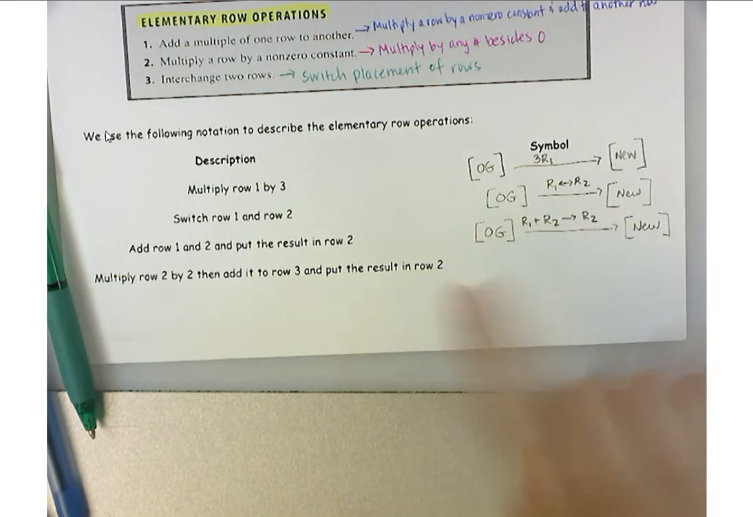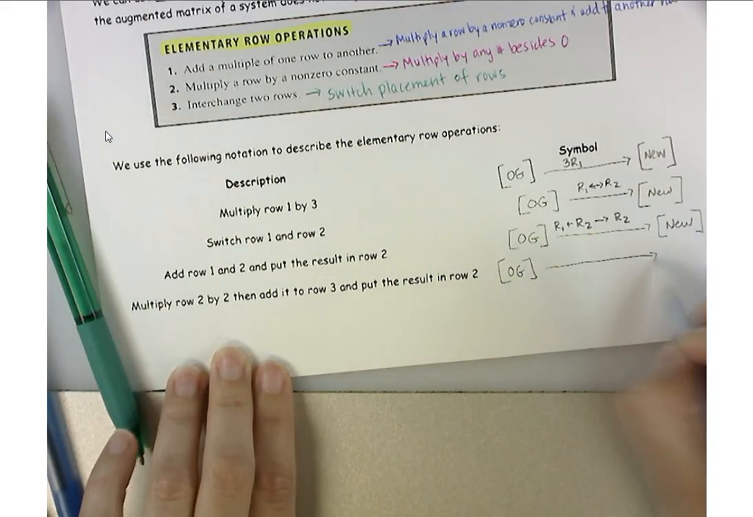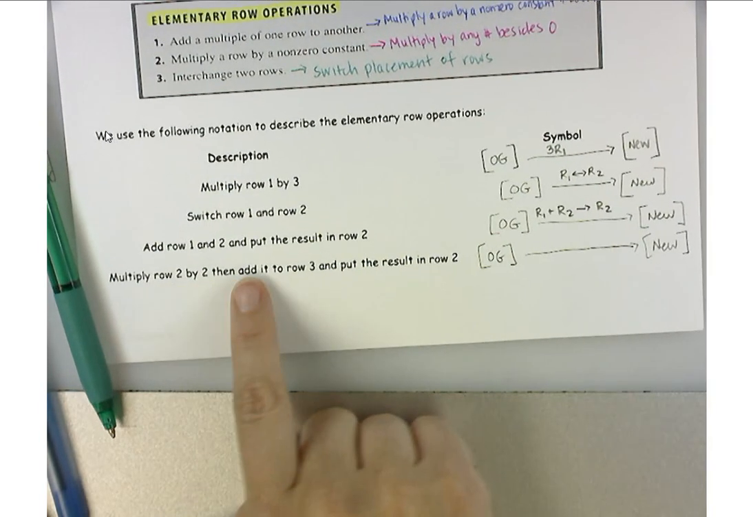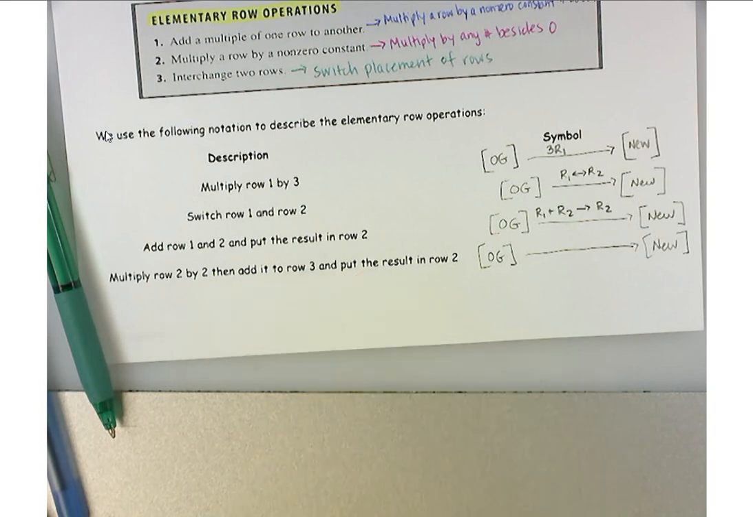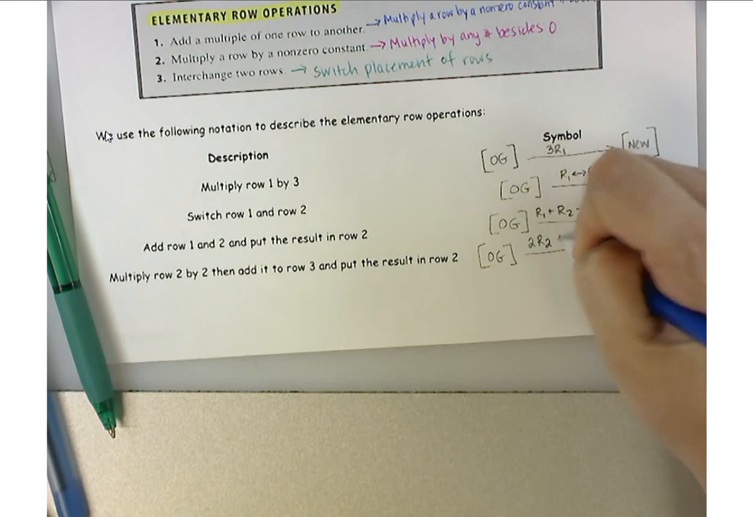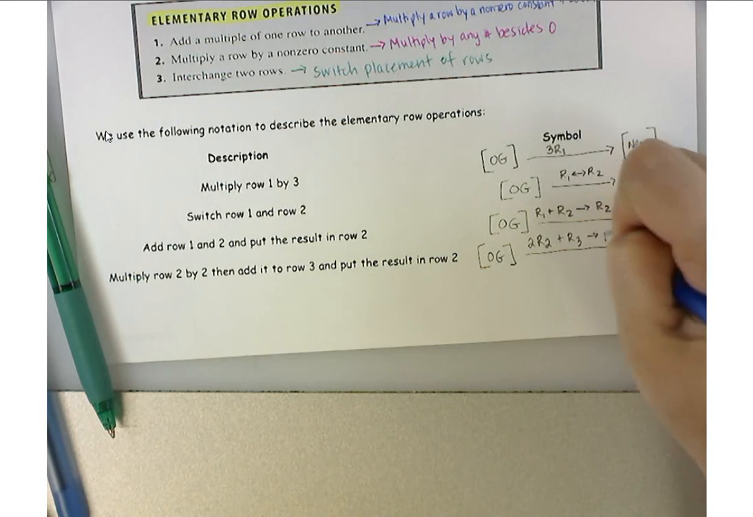All right, so then the last one says you're going to multiply row 2 by 2, and then add that to row 3, and then put the result in row 2. Think you got that one? Give it a try, or if you're unsure, just break it down. If you're multiplying row 2 by 2, what does that look like? 2R2. And then you're going to add it to row 3, and then put the result in row 2.